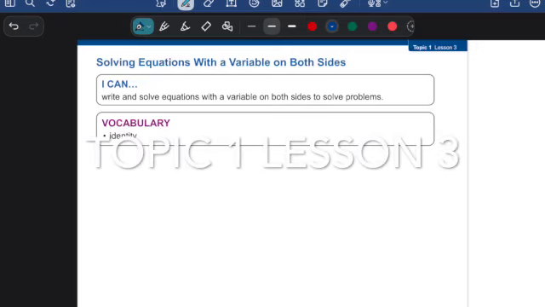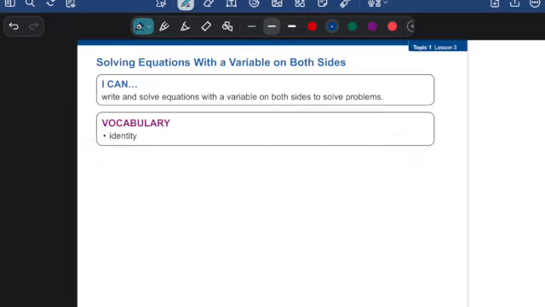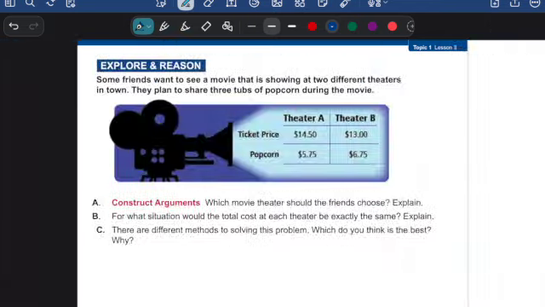Today we're doing Savvas enVision Algebra 1, Topic 1, Lesson 3, Solving Equations with a Variable on Both Sides. After this lesson, you'll be able to write and solve equations with a variable on both sides to solve problems. And we'll learn a new vocabulary word, identity.